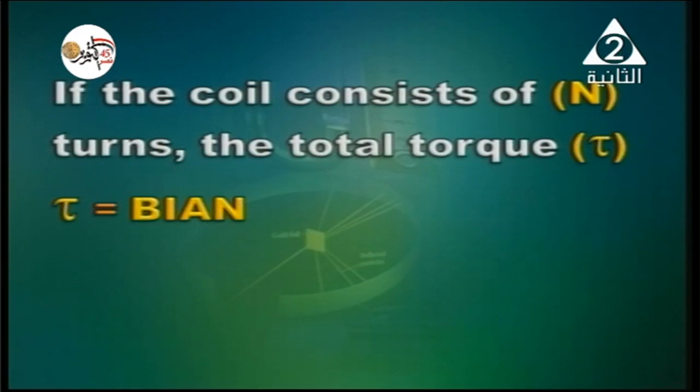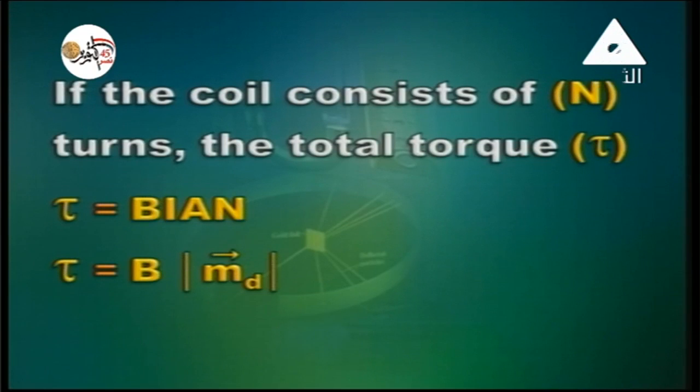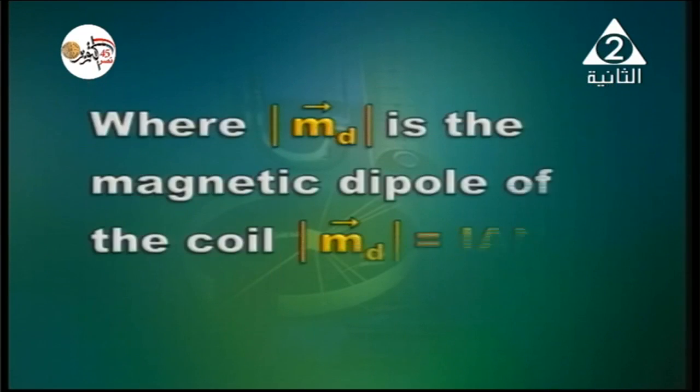If the coil consists of n turns, the torque is given by the expression BIAn, where n is the number of turns, and IAn will be given the symbol MD, magnetic dipole moment. So MD is the magnetic dipole moment of the coil, and actually it is equal to IAn.